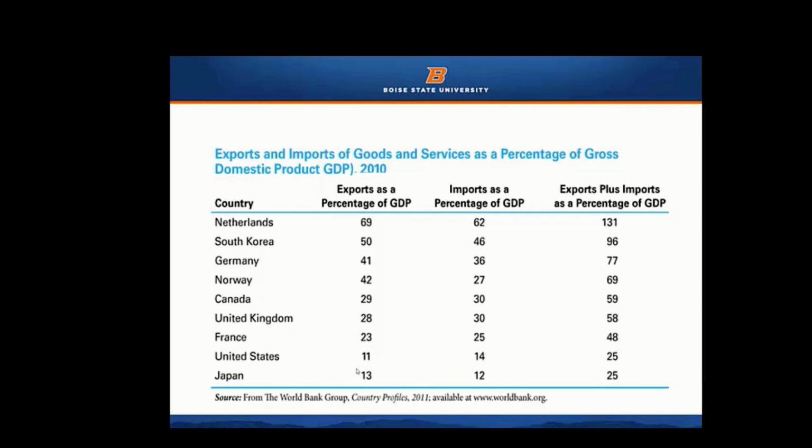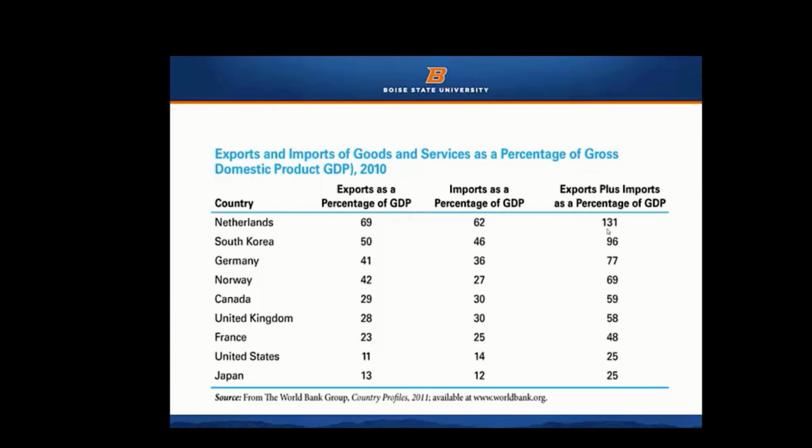So here's the ratio for different countries, and you'll see here's the Netherlands. Exports as a percentage of GDP, 69%. Imports as a percentage of GDP, 62%. Exports plus imports as a percentage of GDP is 131%. The question is, how can exports plus imports be greater than the GDP of the country as a whole?